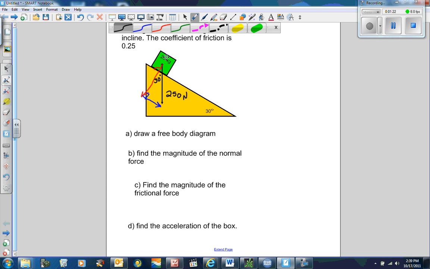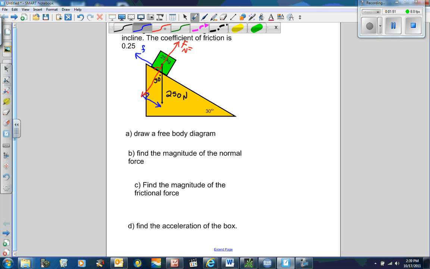Alright, and we know that there is a normal force pointing up this way, F sub n, normal force. And then we know there is a force of friction pointing up this way. We don't know what that force is, we know what the coefficient is, not the force. So, the next part is to find the magnitude of the normal force.